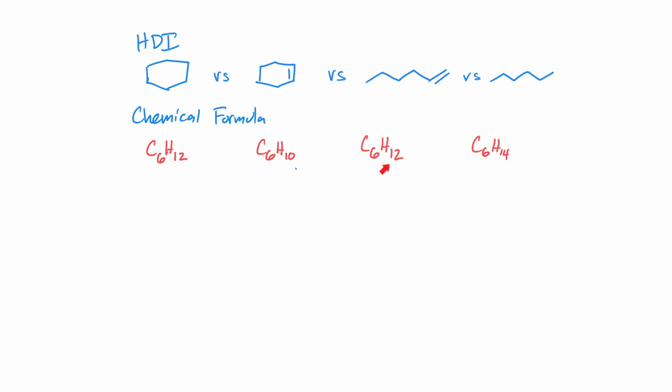And we can look at that again. In hexene versus hexane, we lost 2 hydrogens as we went from hexane to hexene. Those 2 hydrogens account for the double bond here.